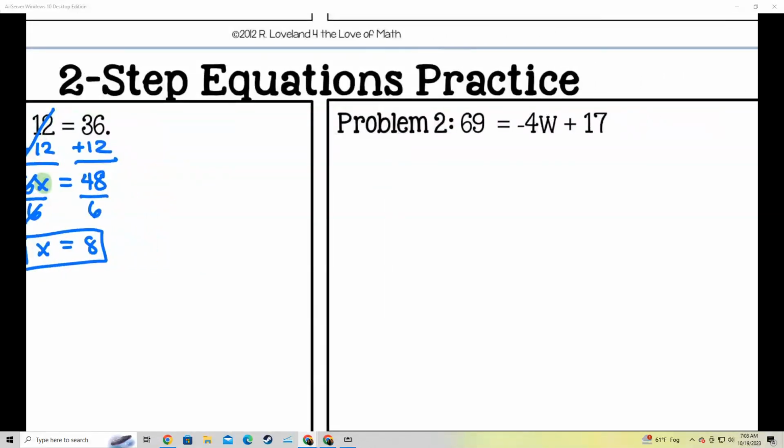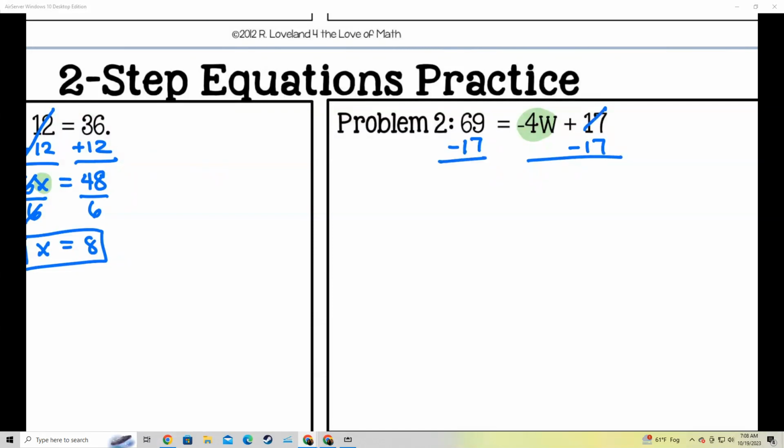All right, next one. I got 69 is equal to negative 4w plus 17. First, I want to get the term that has the variable isolated. So first, I'm just going to focus on getting the negative 4w by itself, which means I need to get rid of that plus 17. To get rid of a plus 17, we need to do the opposite operation, which is subtract 17 on both sides. Since I'm subtracting, I'm going to put the line underneath, not stuck between the two, okay?